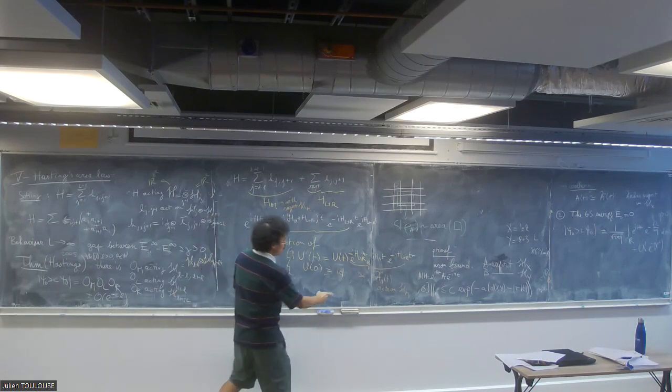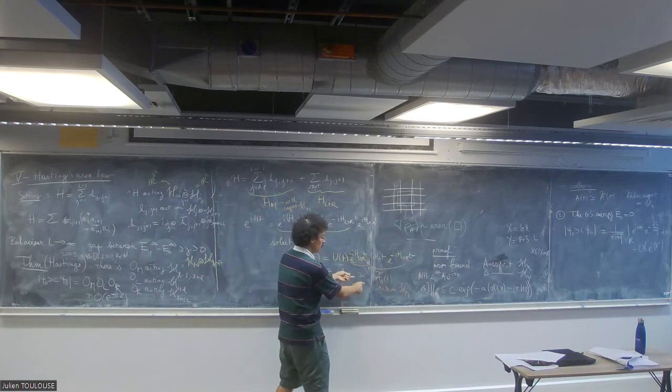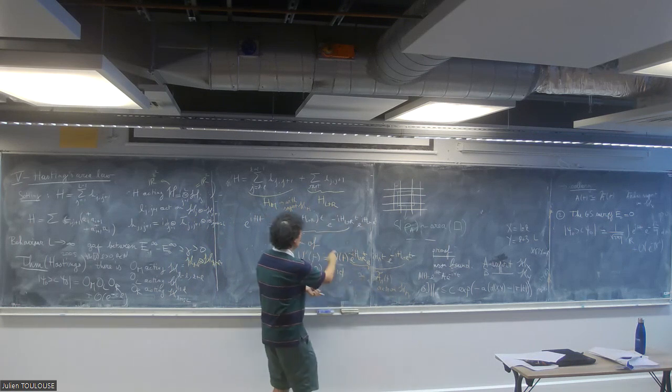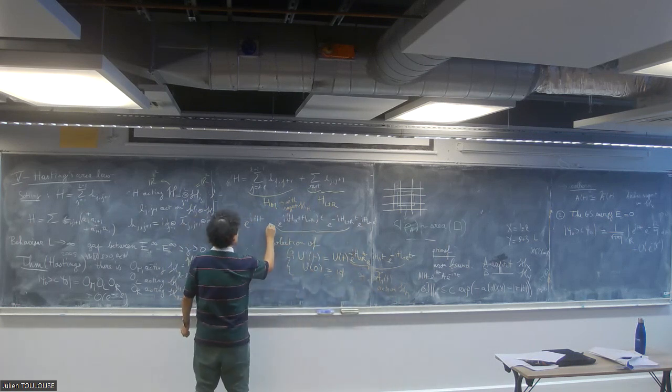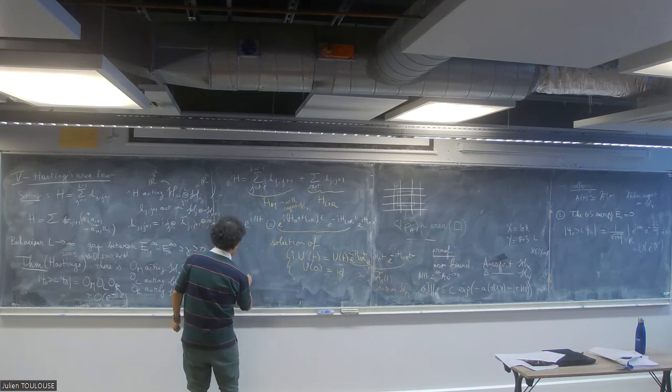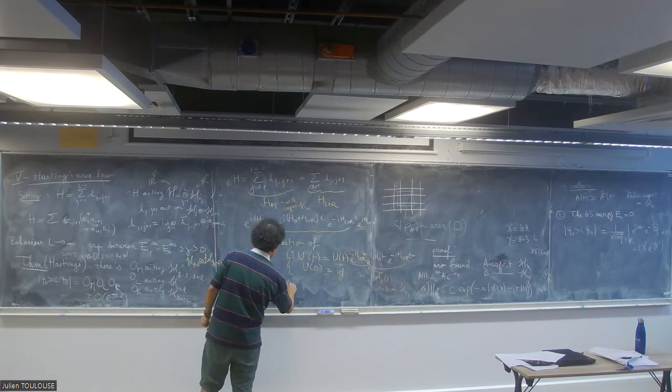And so if this is true, then the solution can be approximated by something which has only support in this region. And so in the end, the exponential of the Hamiltonian is something which looks like this.